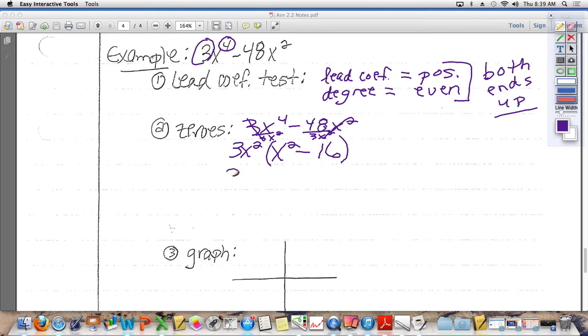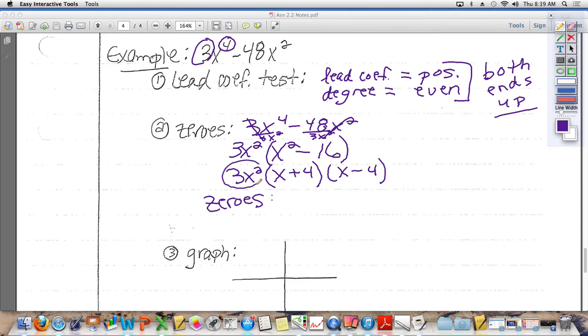So really what we have going on here is 3x squared. What does this do? x plus 4 and x minus 4. So our zeros. What are our zeros? We have a -4, a +4.